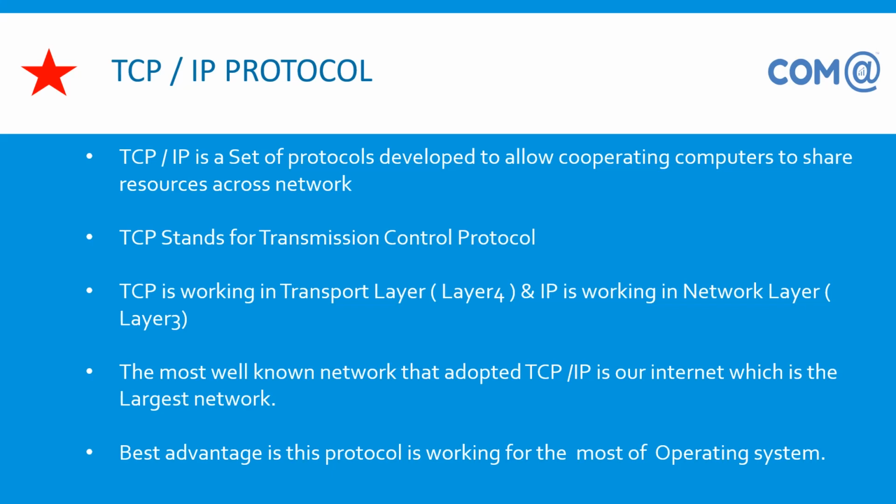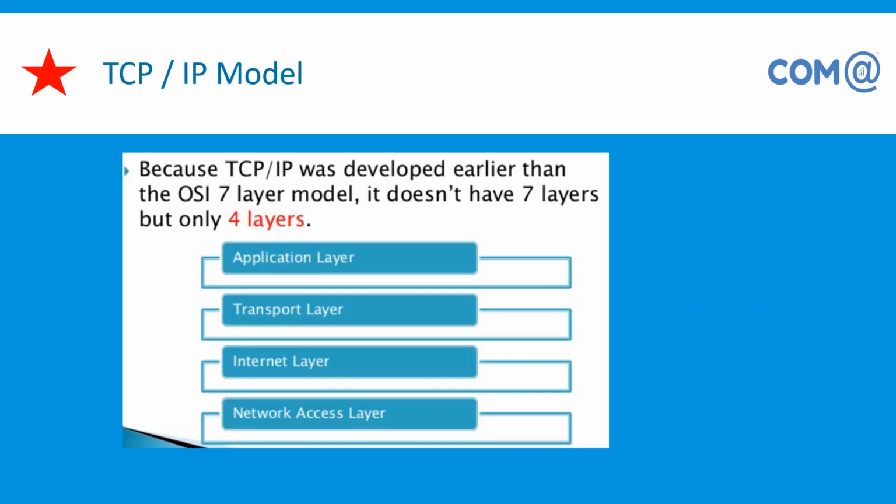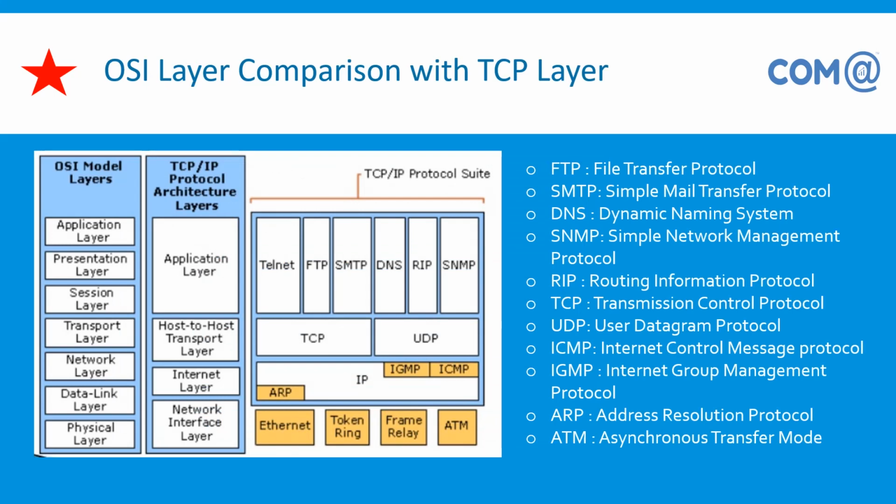It is a set of protocols developed and used by a variety of operating systems and devices. TCP stands for Transmission Control Protocol, and IP is Internet Protocol. IP works in layer 3, whereas TCP works in layer 4. Here it has only 4 layers instead of the 7 layers of the OSI reference model. It has been reduced to 4 layers.